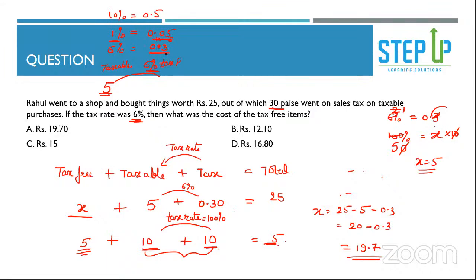That is 30 paisa. Now I am going in reverse. I know that 6% is 0.3, so what will be 100%? 100% will be 5 rupees. So you got the taxable price as 5 rupees. The tax you paid is 0.3 only. It is given that 30 paisa, which is 0.3, went on tax.